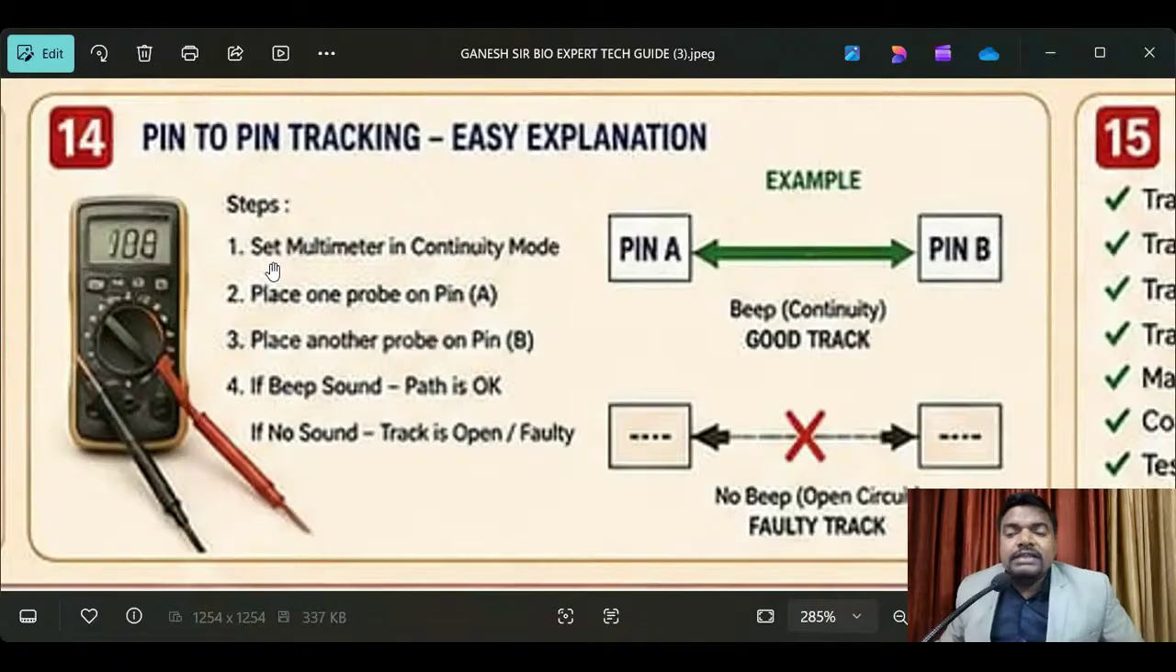Number one, set the multimeter in continuity mode. I hope you got it. Place one probe on pin A, and place another probe on pin B. You take the multimeter with two terminals, positive terminal here, negative terminal here. Then you have to keep it in continuity mode by using the operations. Then you can find out these other things, which are very, very important. You can find out all this tracking in the PCB only by using the multimeter.